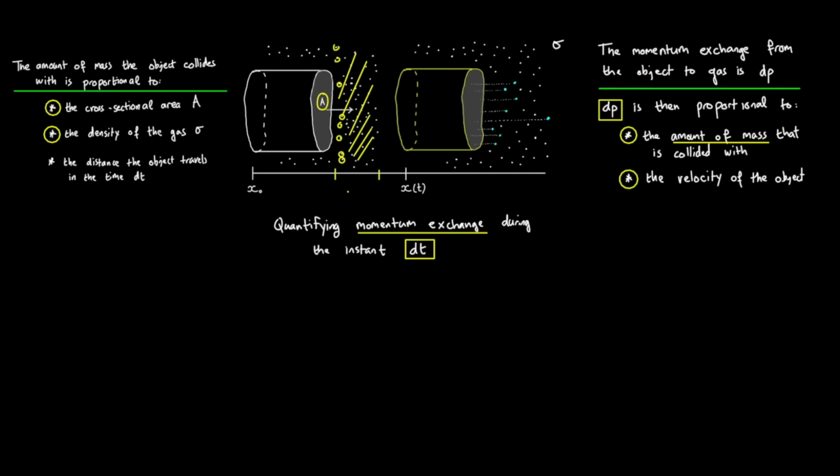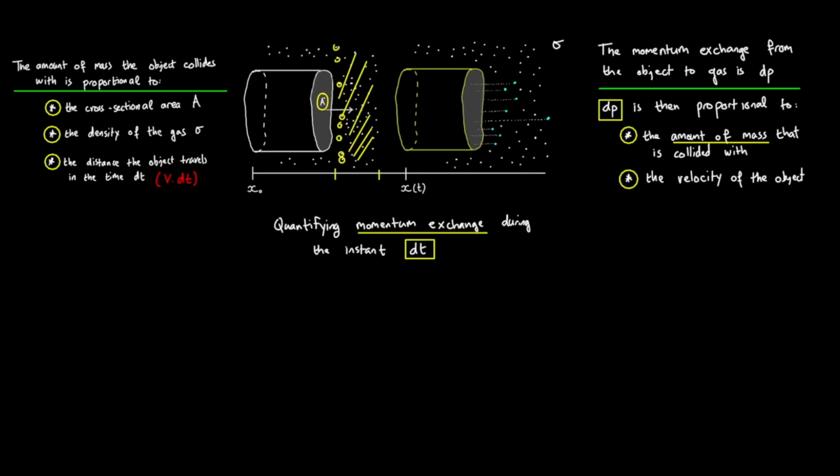And so how far the object will move in this interval dt is going to be an important factor. And in fact, we can say exactly what that is. Of course, that's going to be just the velocity of the object times dt. Velocity is nothing other than distance over time. So that gives us all the relevant factors here.